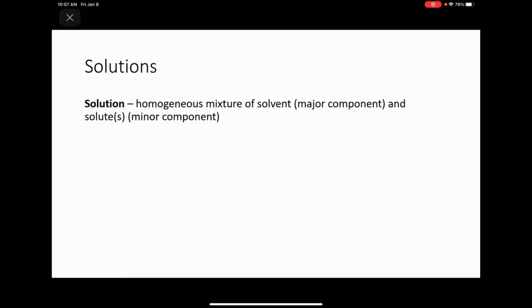We're starting a new topic today, moving away from acid-base and going on to the concept of solubility. So the first thing we're going to do is review things we already know, a little bit of definitions and so forth.